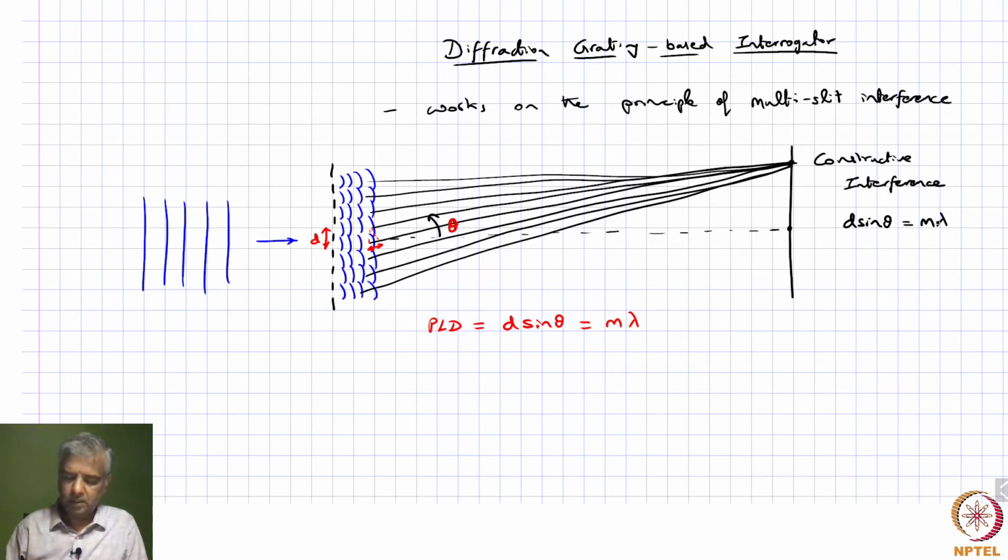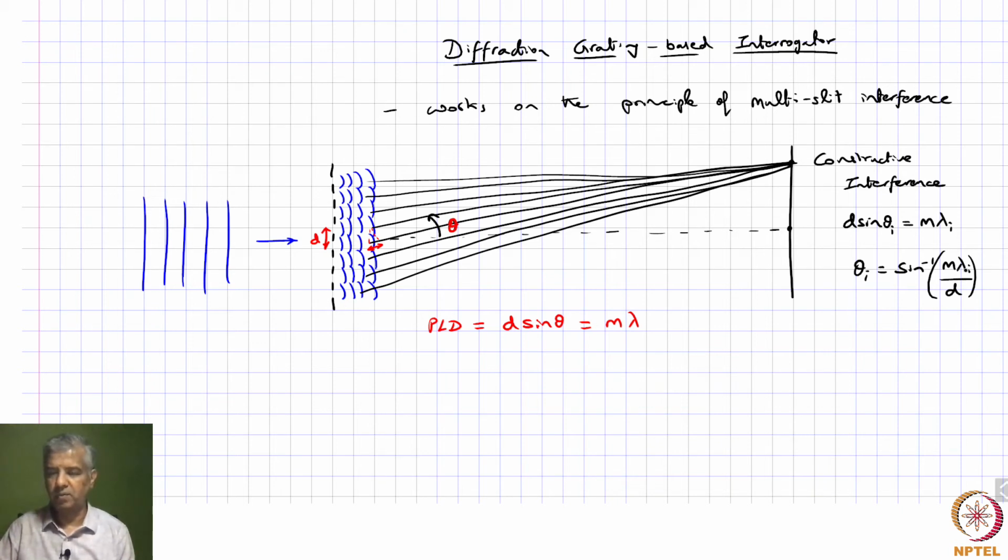Now, this criteria works very well for one particular wavelength, so it is wavelength dependent. I can write it as d sin theta_i equal to m lambda_i. So, for each wavelength you will have a unique theta_i. I can rewrite this and say theta_i is sine inverse of m lambda_i divided by d. So, for each wavelength you have a unique value of theta_i.